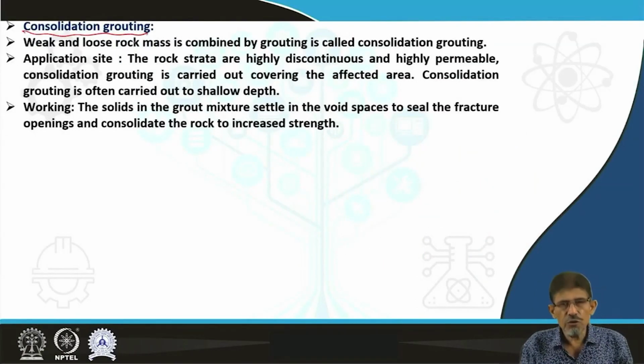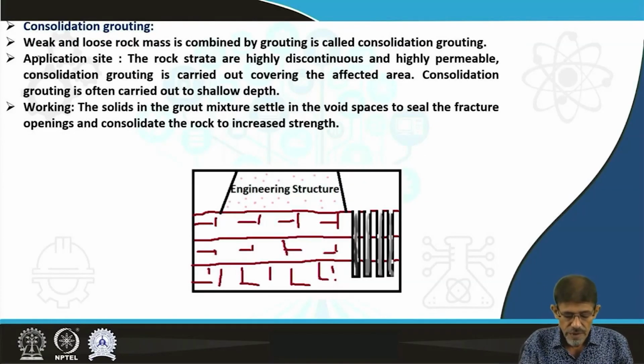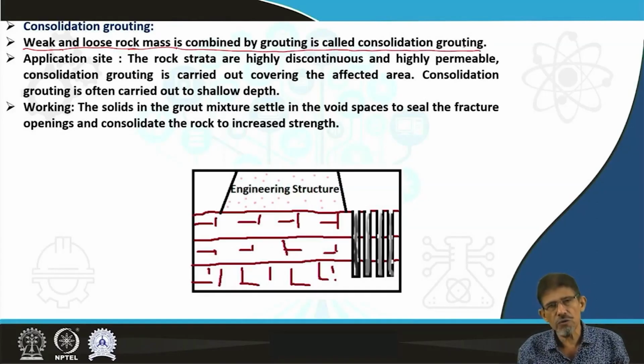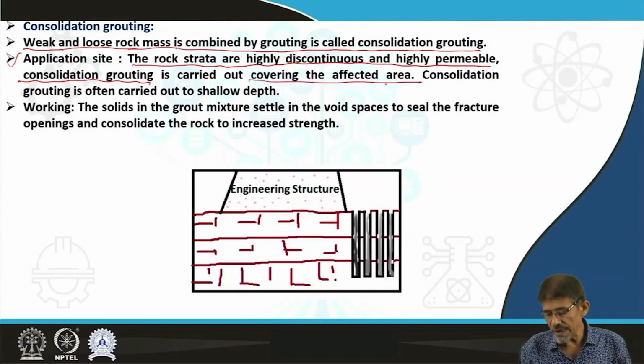As far as consolidation grouting is concerned, as the name indicates, weak and loose rock mass is combined by grouting, and this is called consolidation grouting. Where can it be applied? Rock strata that are highly discontinuous and highly permeable require consolidation grouting to cover the affected area. Consolidation grouting is often carried out to a shallow depth.